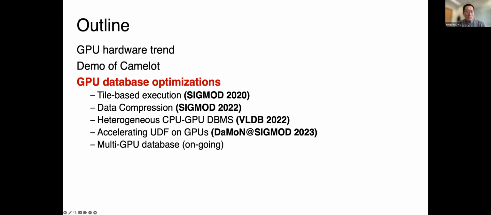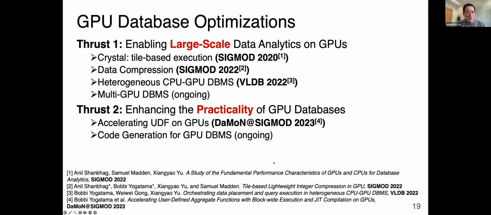I'm going to go in this order and talk about all the work. The optimizations we developed can be categorized into two classes. The first thrust is to enable large-scale data analytics on GPU, and this is really focused on performance: how can we run queries really fast on GPU? That's the first work.